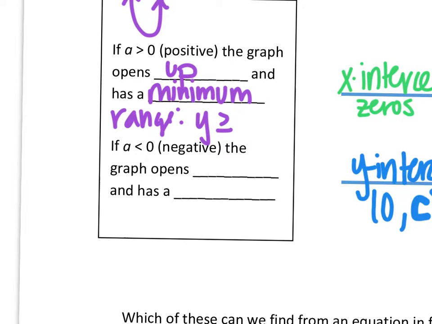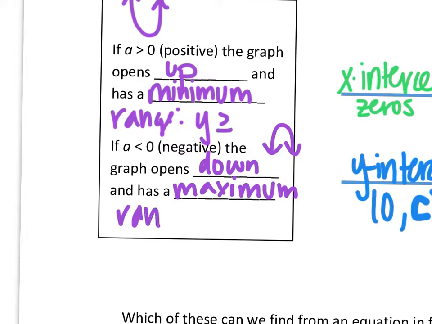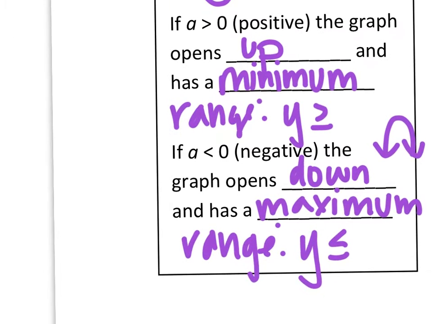And then if a is negative, my graph is going to open down. And it has a maximum. And its range is going to be y's that are less than or equal to some number. The easiest way to remember that if it opens down, it has a maximum, is to think of the word maximum with a parabola in the middle for my a. So if it opens down, it has a maximum at the top.